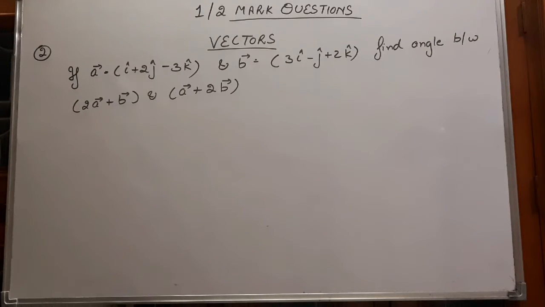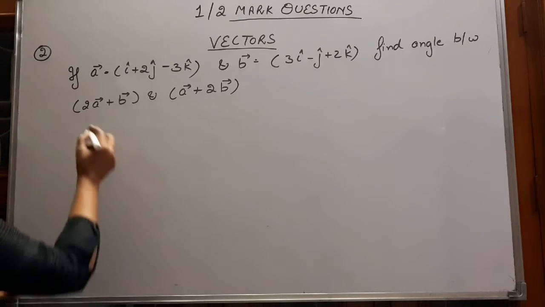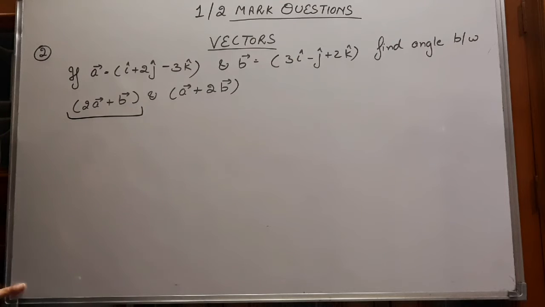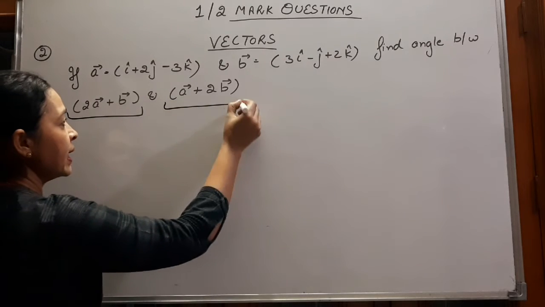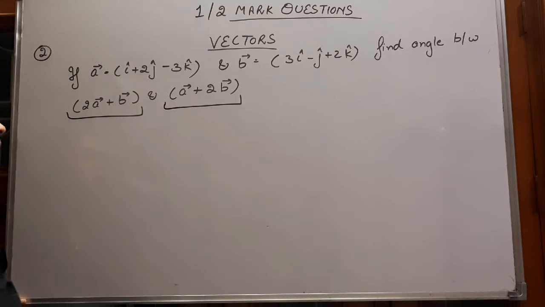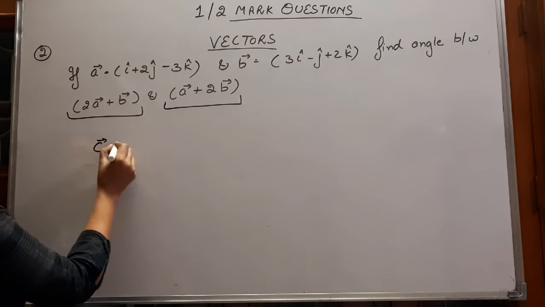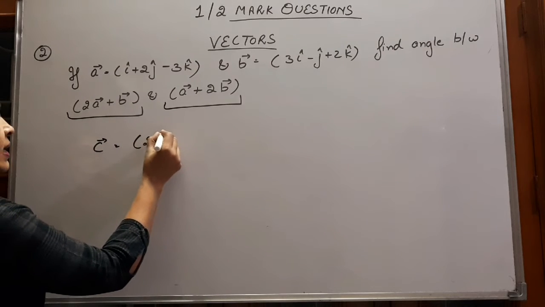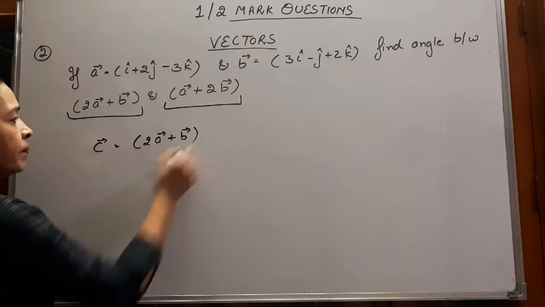If vector A equals i cap plus 2j cap minus 3k cap and vector B is given 3i cap minus j cap plus 2k cap, we have to find the angle between 2 times vector A plus vector B and vector A plus 2 times vector B. Let's take vector C as 2 times vector A plus vector B.